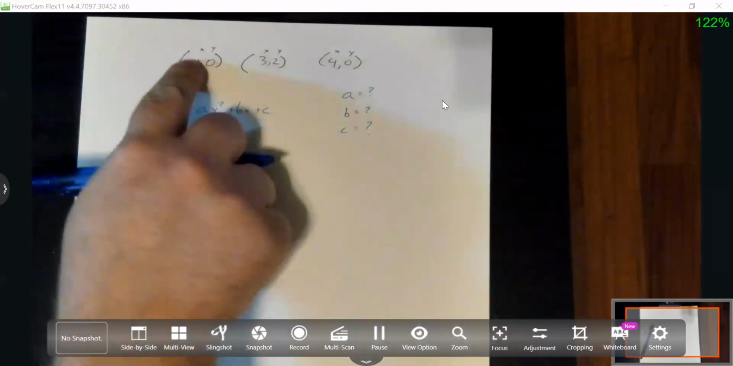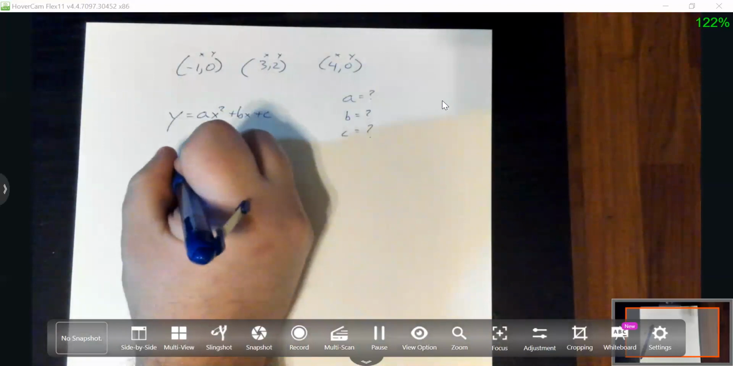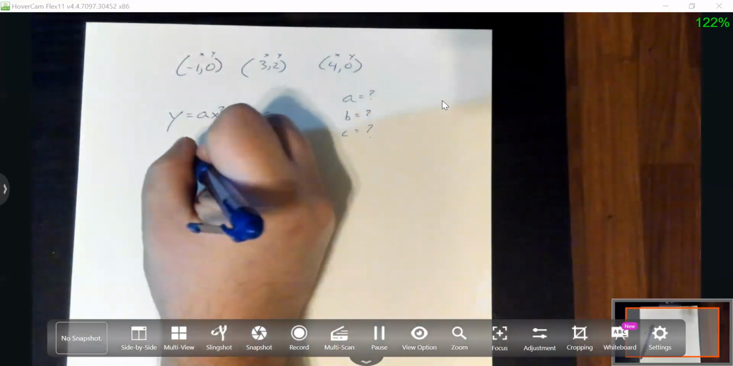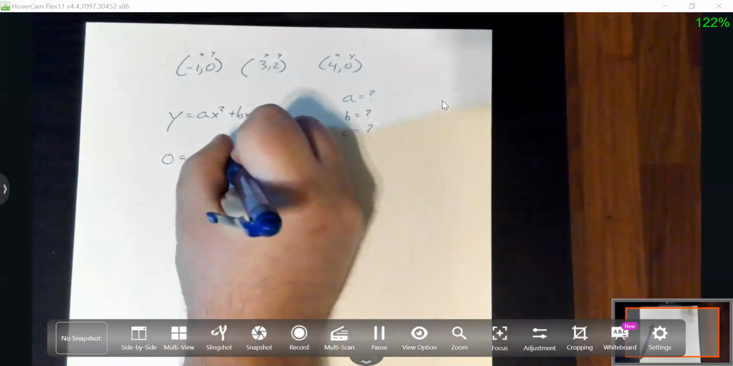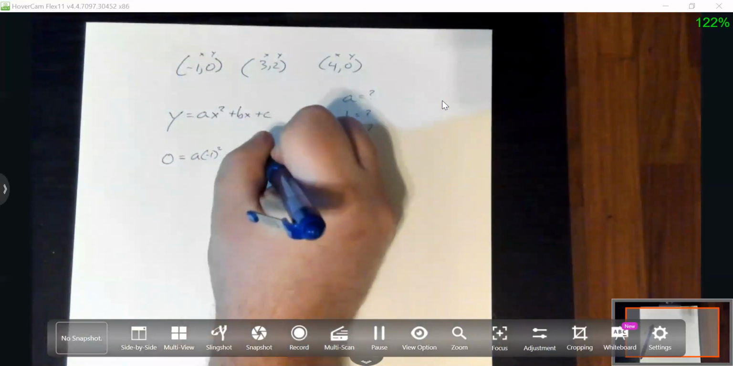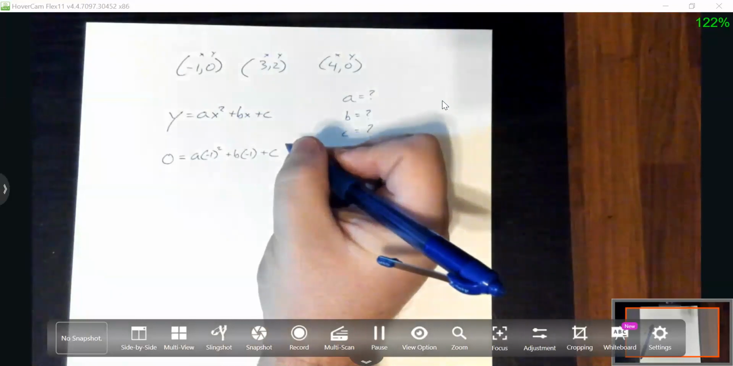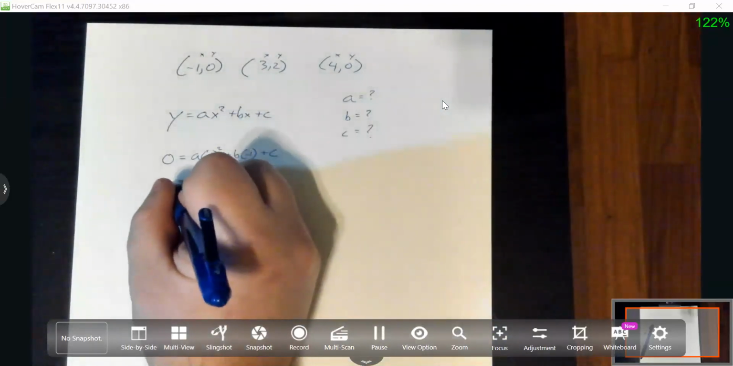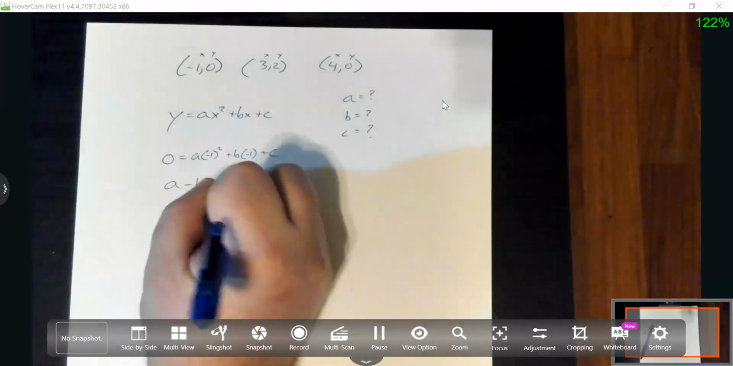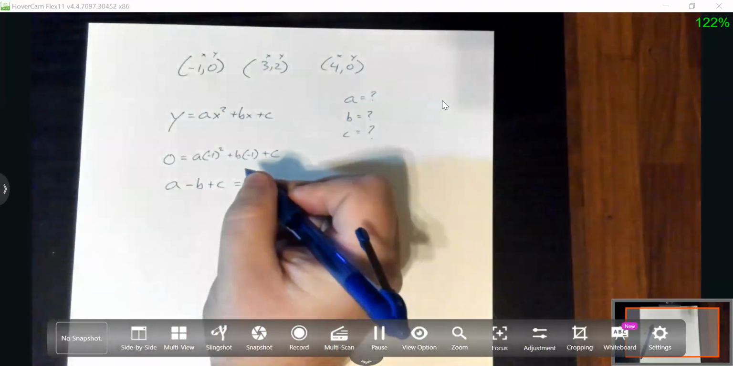So let's actually plug in the first one. So y is 0 equals, my x is -1. So that's a times -1 squared plus b times -1 plus c. Okay, if we simplify that down, that gives me a minus b plus c equals 0.